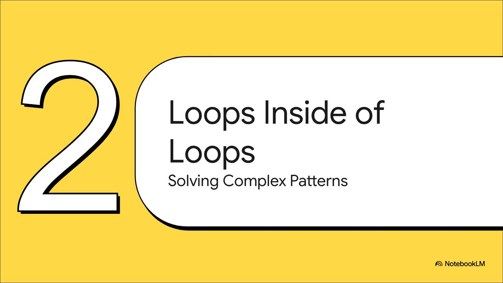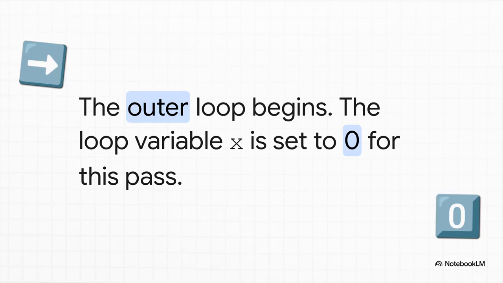Okay, now we're getting into the really cool stuff. What happens when you need to repeat a repetition? For that, we turn to nested loops. This is how you start solving more complex problems, like working with grids or generating combinations of things. Let's trace this one step by step.